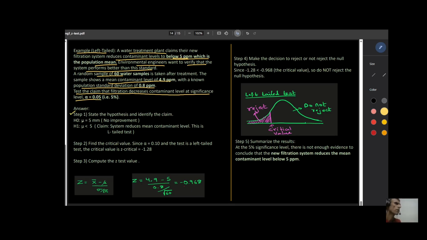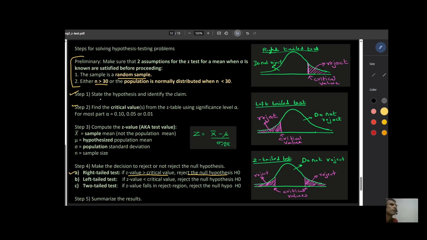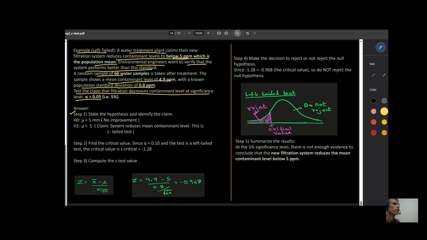Step one. Well, before you do step one, make sure your preliminaries are satisfied. This condition right here is satisfied, and as you can see, the sample is more than 30, so it is satisfied. Okay, and these are normally distributed data.